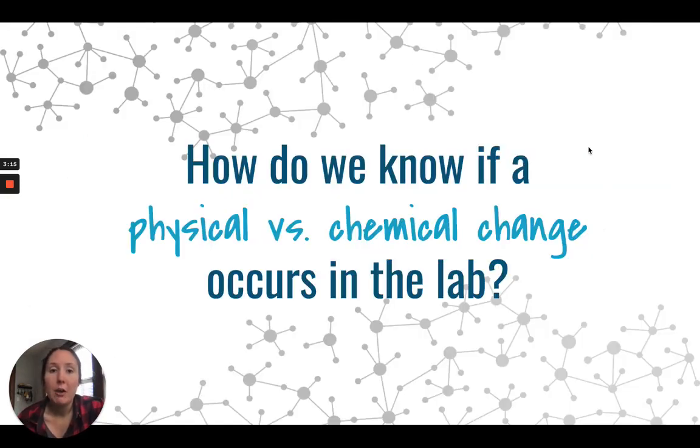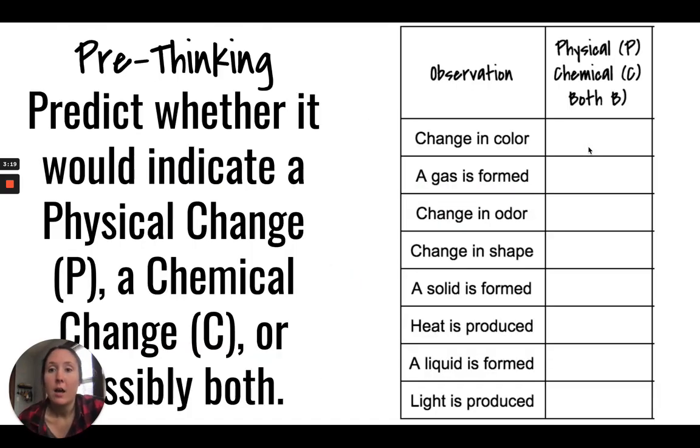It is a different chemical bond arrangement. So how do we know if a physical or chemical change is occurring in the lab? There are a lot of different observations that you can make that give you a clue about whether it's a physical change or a chemical change. And I know we're not in the lab right now, but even from the labs we did first quarter, maybe you recognize some of these changes. So I want you to take a moment to predict which ones you think might be more of an indication of a physical change and which might be more of an indication of a chemical change, or maybe both.